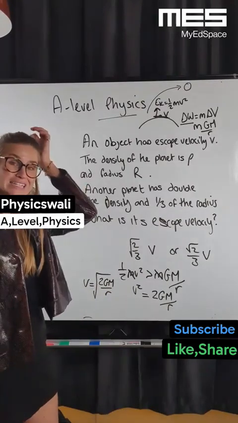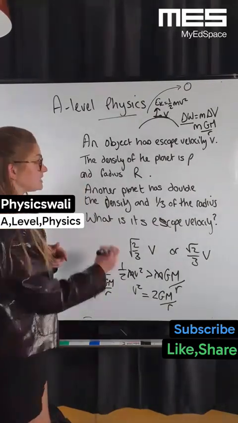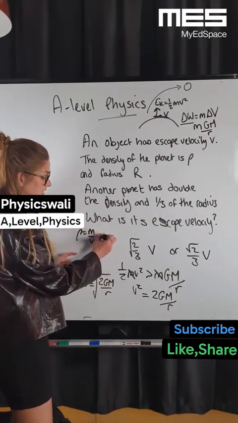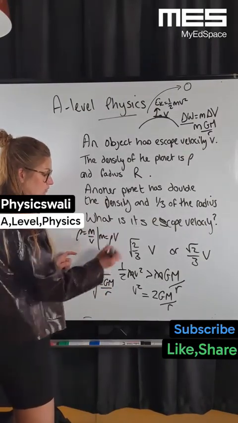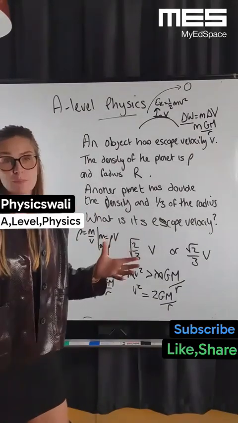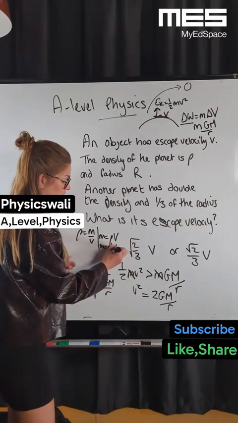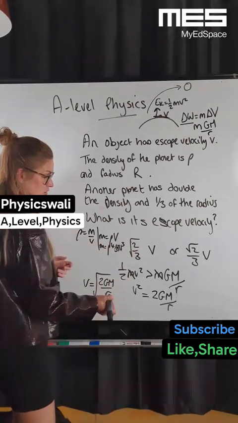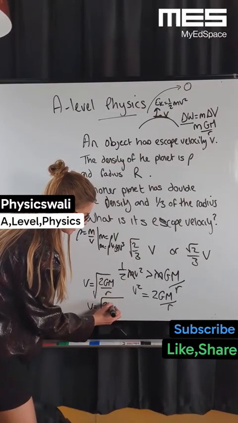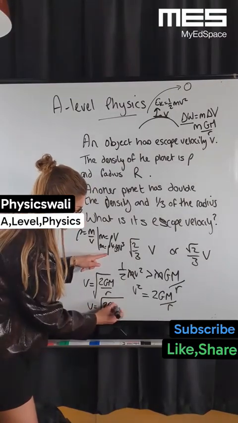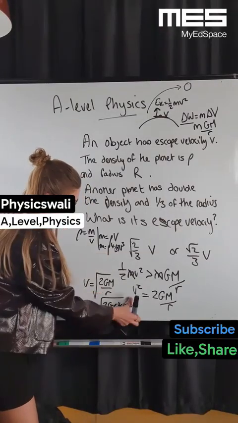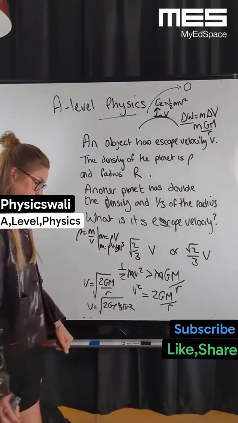So I'm thinking, how do I get density in the equation? I know that density is equal to mass divided by volume. So the mass is going to be my density times my volume. We're going to model the planet as a sphere, so the volume is 4/3 pi r cubed. So what I have now is the speed is equal to the square root of 2 times G times the mass, which is the density times 4/3 pi r cubed, divided by r, so it becomes pi r squared.